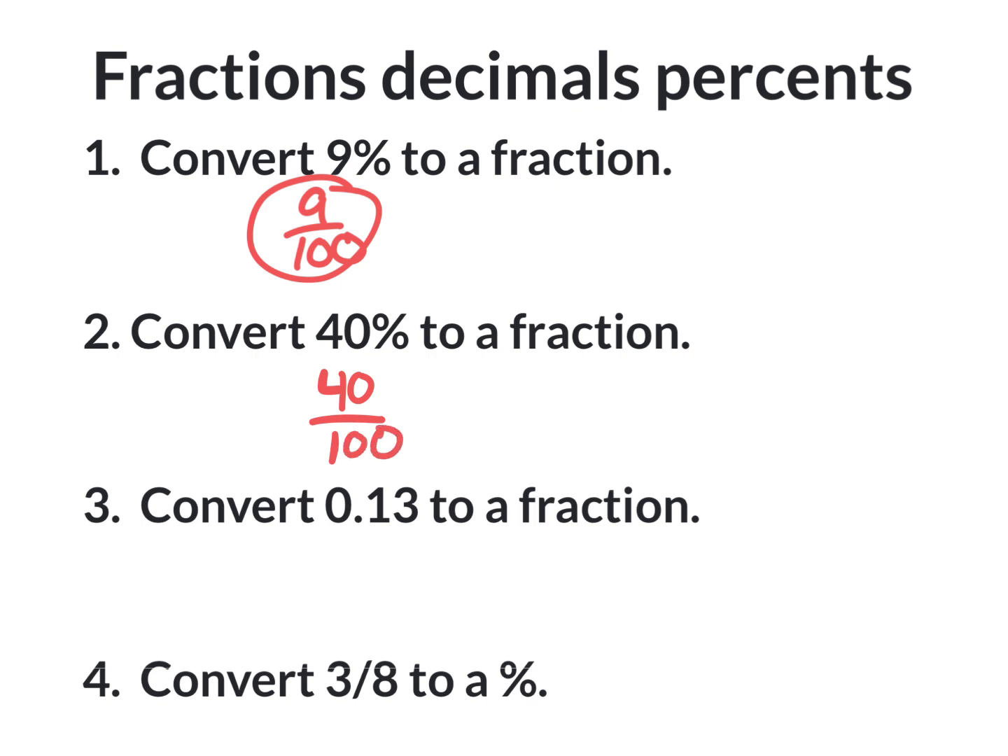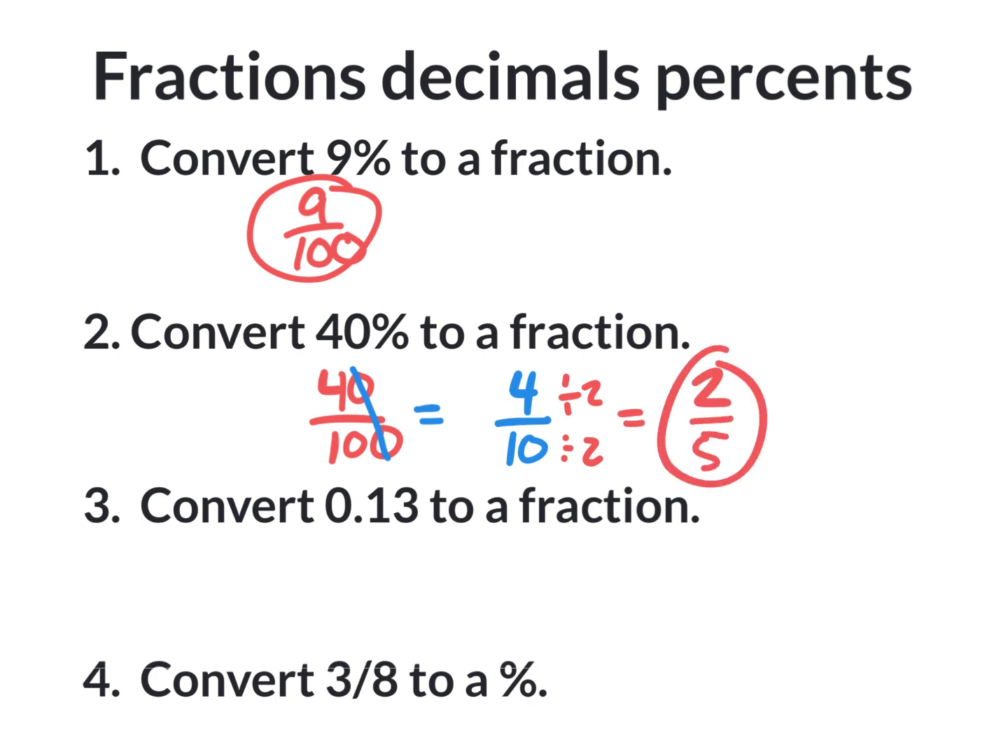Could you reduce that? Yeah, absolutely. Whenever you have zeros right on top of each other like this, you could cancel out those zeros and you really have the fraction 4/10. But then again, you could reduce that even further by dividing both top and bottom by 2, giving you your final answer 2/5. 2/5 cannot be reduced any further, so the correct answer is 2/5.